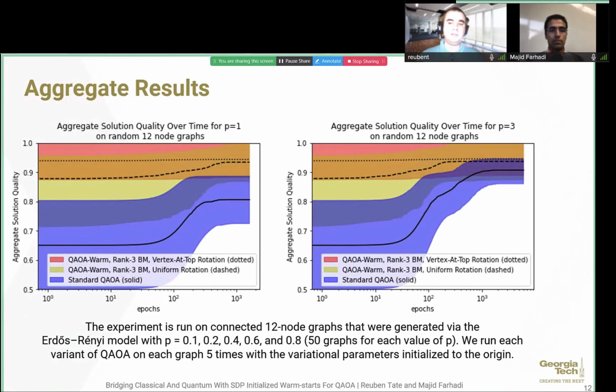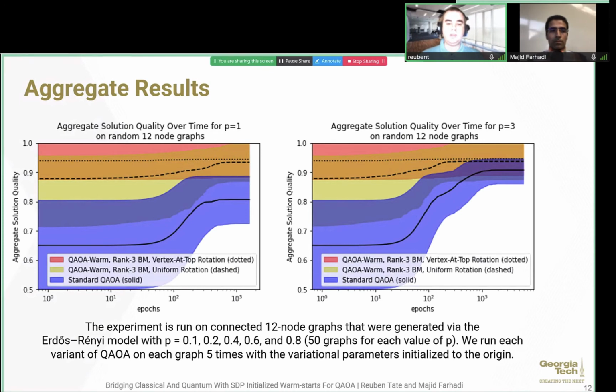We now give some experimental results. For our experiments, we looked at randomly generated 12-node graphs. For both plots, the horizontal axis is the number of epochs done so far throughout the training process with variational parameters, and the vertical axis represents the percentage of the max cut achieved. The left plot corresponds to circuit depth p equals 1 and the right to p equals 3.